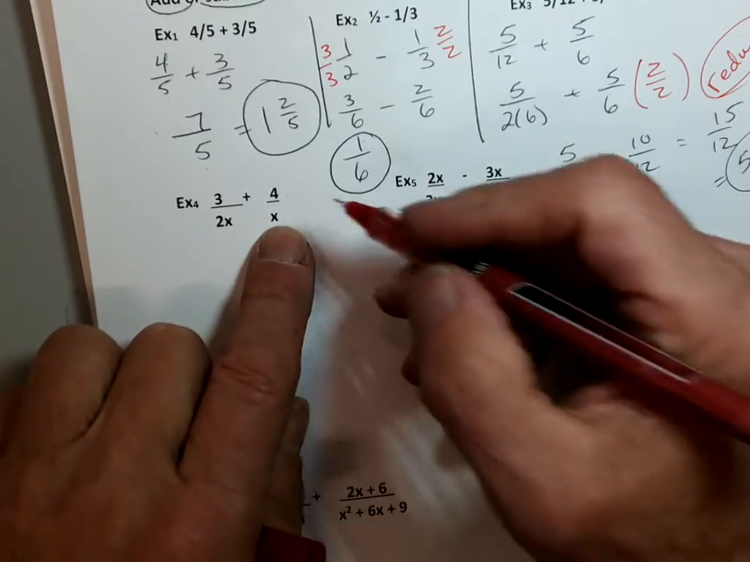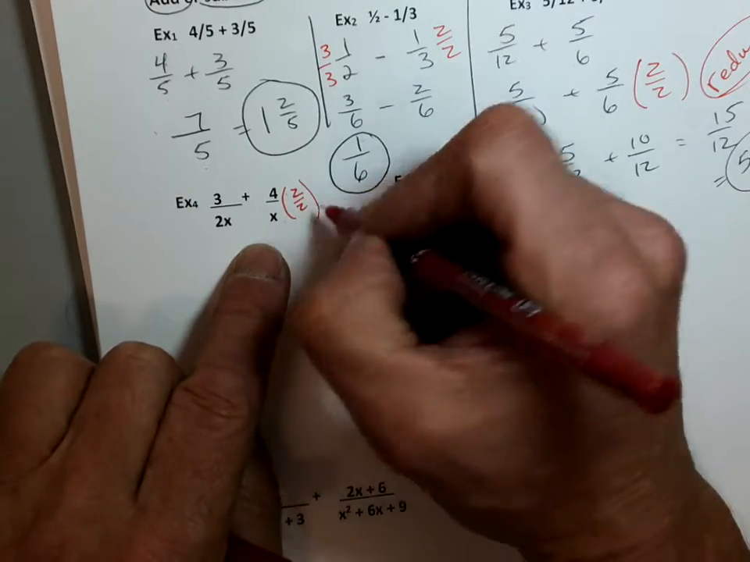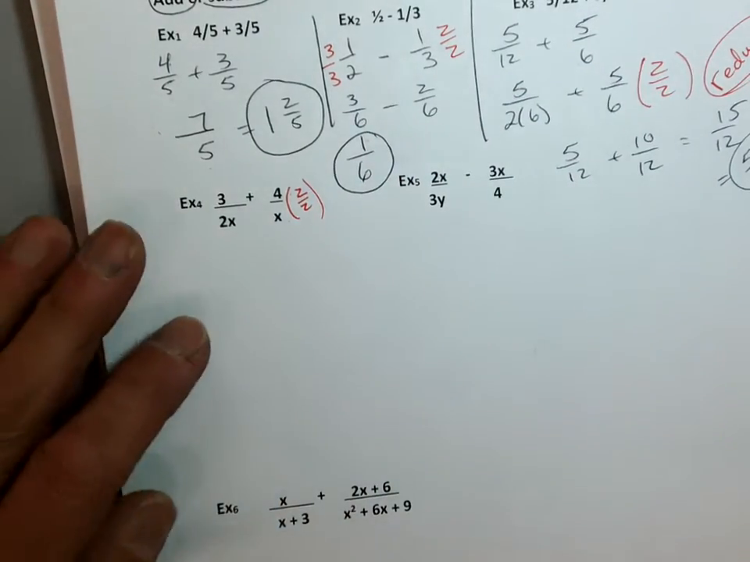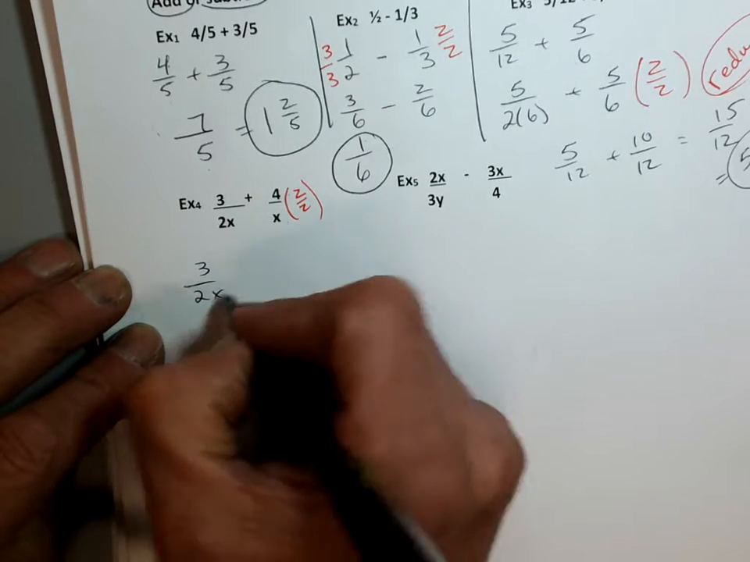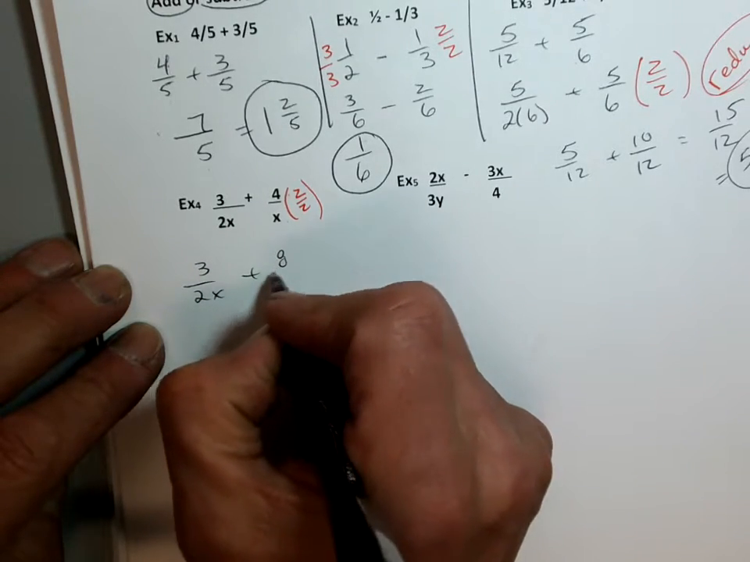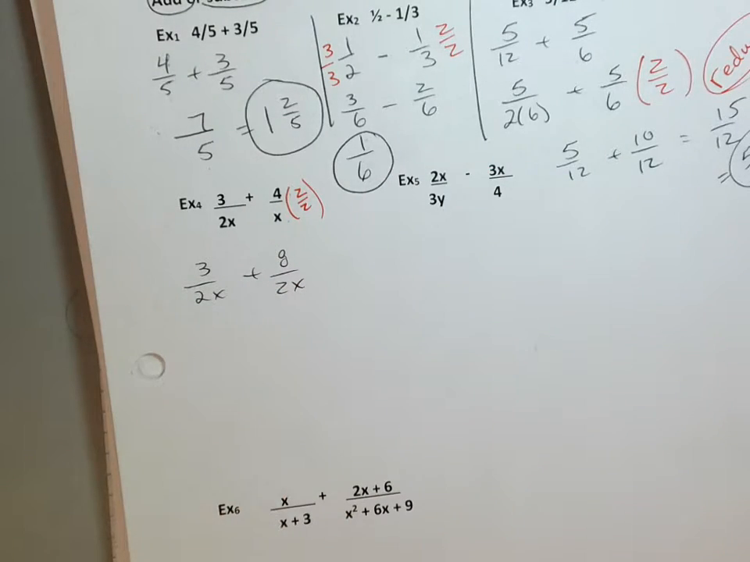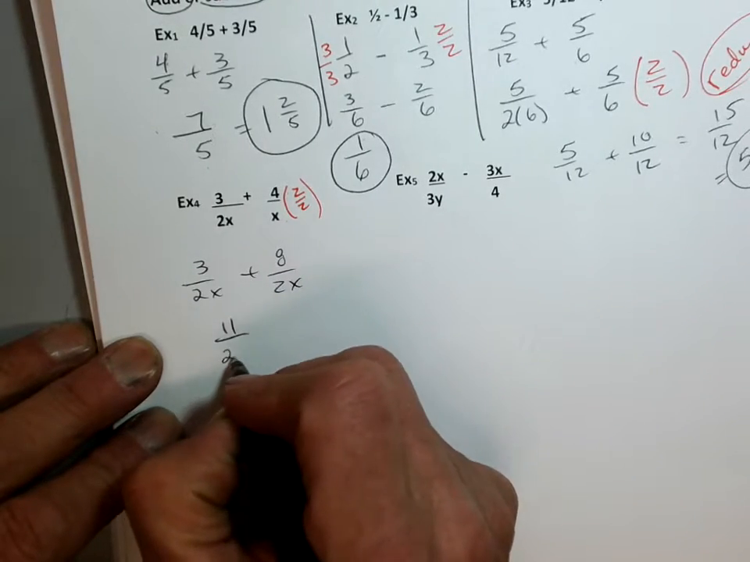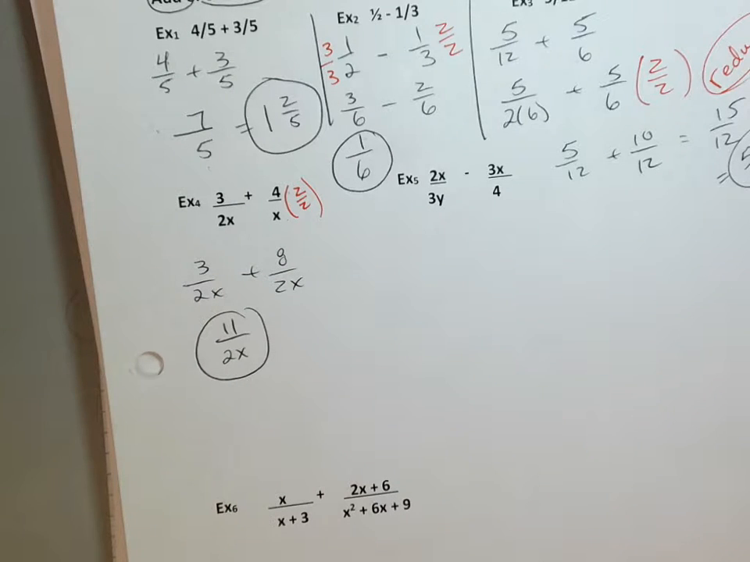So I'm going to multiply the second fraction by 2/2, which will give you a common denominator of 2x. I'll have a 3/2x plus an 8 over a 2x, right? Now, once they have a common denominator, you can add the numerators. So I'll get 11 over 2x. Okay, it's the same process except we do it with x's. You have to reduce it.